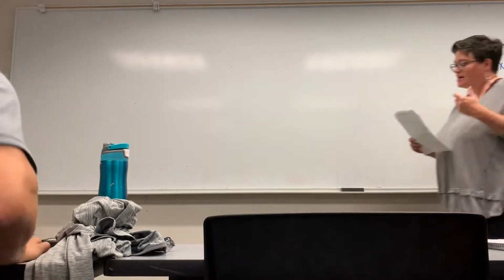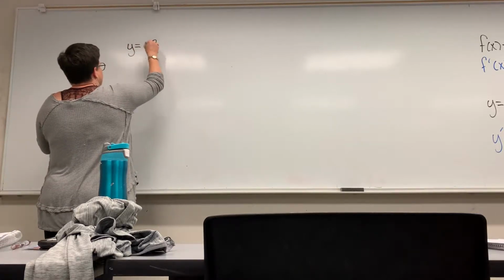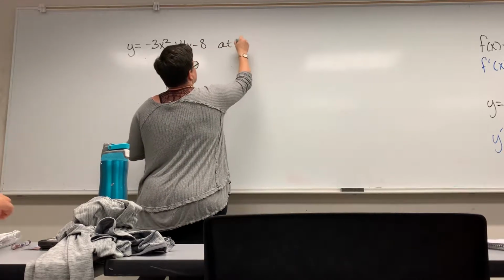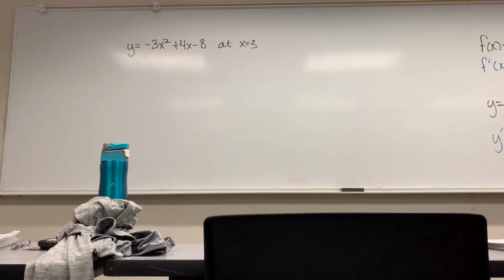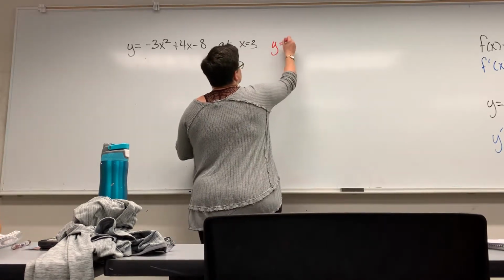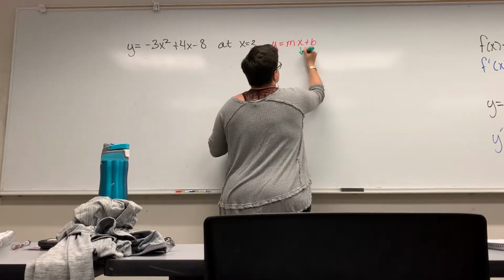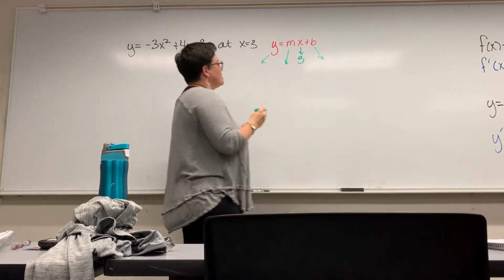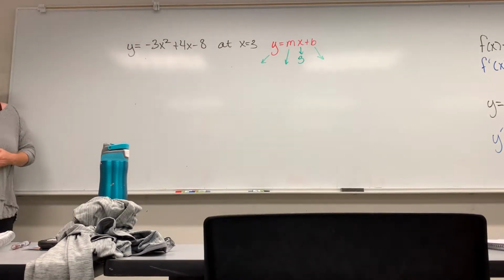Find the equation of the tangent line to the function at a given x value. So I gave you guys y equals negative 3x squared plus 4x minus 8 at x equals 3. If I ask you to find the equation of the tangent line, I'm looking for some y equals mx plus b, right? The equation of any line is going to take this form. So we only have x, that's 3. We need y, we need m, and we need b. Where do we go to get y? f of x, if we shove.